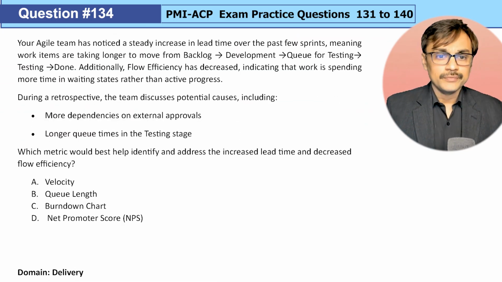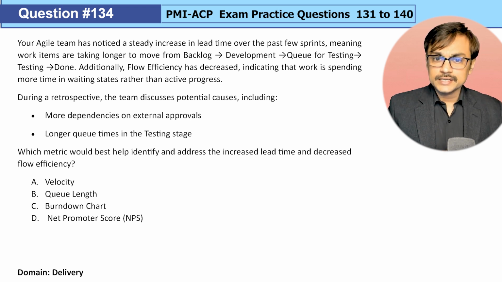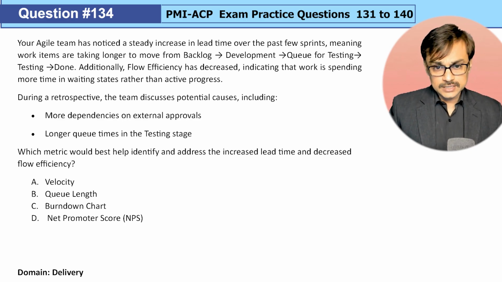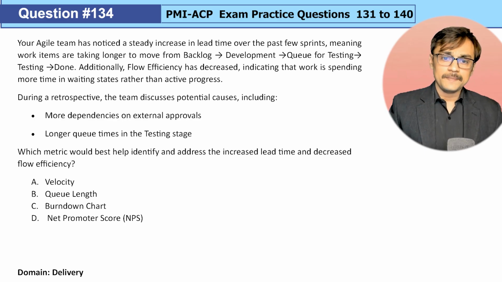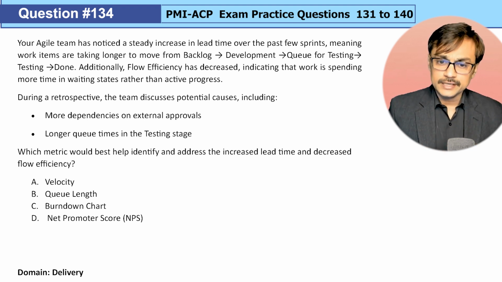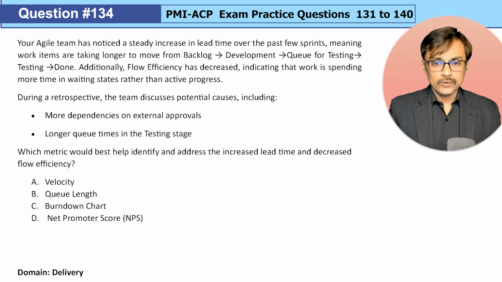Question number 134. Your agile team has noticed a steady increase in lead time over the past few sprints, meaning work items are taking longer to move from backlog, development, queued for testing, done. Additionally, flow efficiency has decreased, indicating the work is spending more time in a waiting state rather than active progress. During a retrospective, the team discussed potential causes, including more dependencies on external approvals and long queue time in the testing stage. Which metrics would best help identify and address the increased lead time and decreasing flow efficiency?